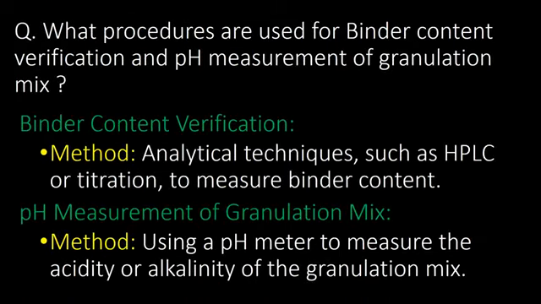What procedures are used for binder content verification and pH measurement of granulation mix? Binder content verification is done by analytical techniques such as HPLC or titration to measure binder content, whereas pH measurement of granulation mix is done by using a pH meter to measure the acidity or alkalinity of the granulation mix.